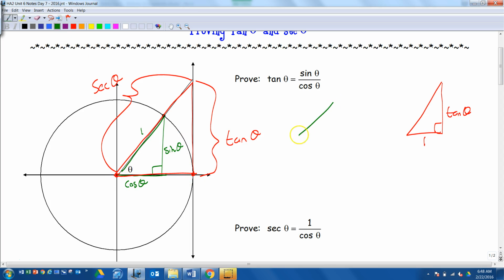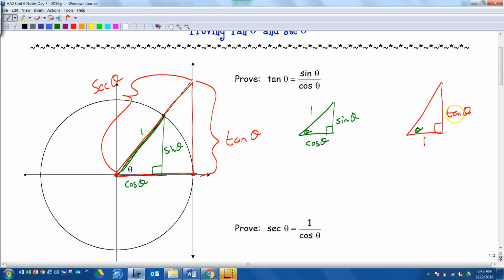If I look at the green triangle, I know this is cosine theta, this is sine theta, and then the hypotenuse of the green triangle is also 1. So since they're both right triangles, and they also both have the same second angle theta, they are similar. If you remember from geometry, angle proves similarity. So therefore, we can do a similarity. We could set up a proportion.